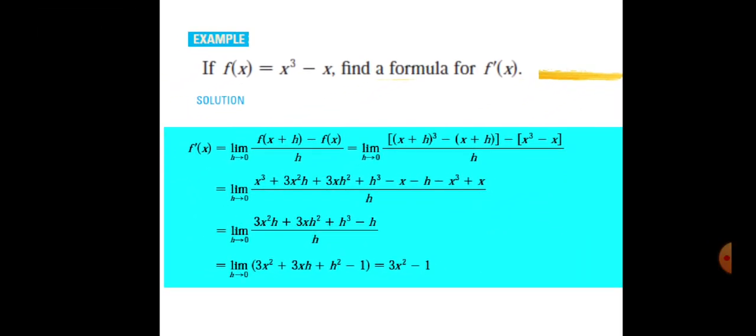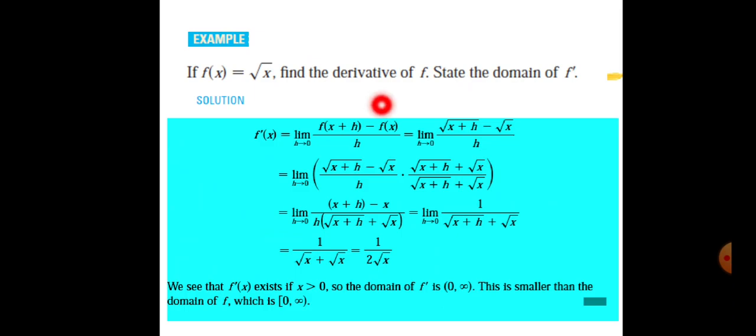Another example. If f of x equals root x, then find f prime of x, the first derivative, using the basic definition. Step number 1, write the rule. Here we have f of x plus h. f of x equals root x, so f of x plus h equals root of x plus h, minus f of x, which is root x, over h. This is a limit problem which includes root minus root, so you have to multiply by the conjugate, as we discussed in the lecture of limits.